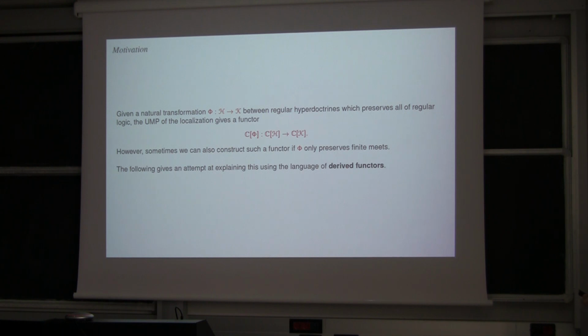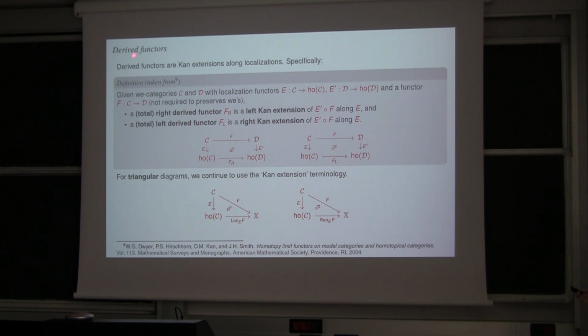In the following, I want to explain this using the language of derived functors, which is a concept of homotopy theory. So I want to recall what I mean by derived functors. Again, I'm referring to this book. Given WD categories C and D, with localization functors E and E prime, and a functor F from C to D, a total right derived functor of F is a left Kan extension of the composite F followed by E prime along E. And a left derived functor is a right Kan extension. That's a bit confusing, but there's a switch of left and right between category theorists and homotopy theorists, something you have to be aware of.